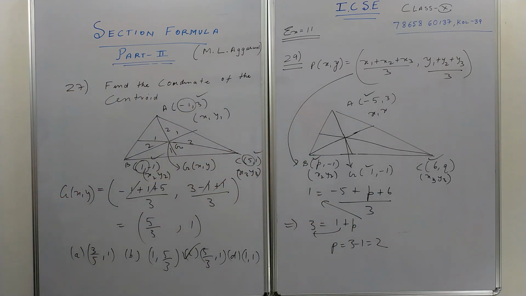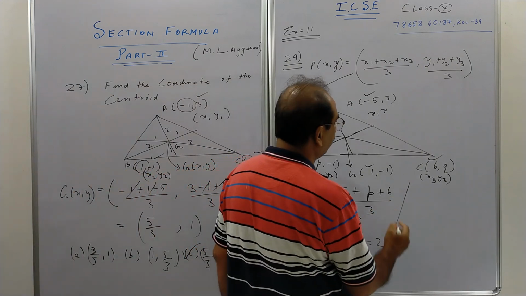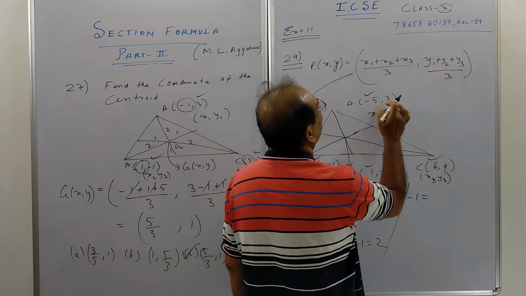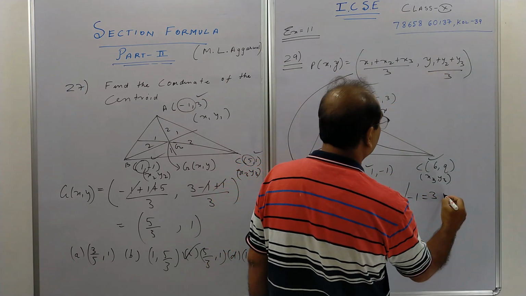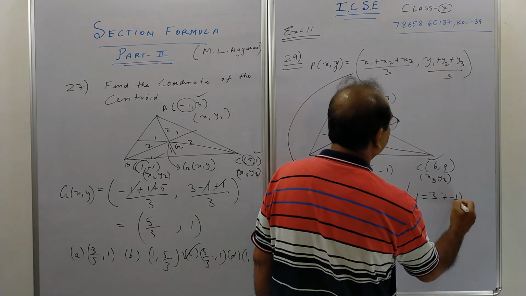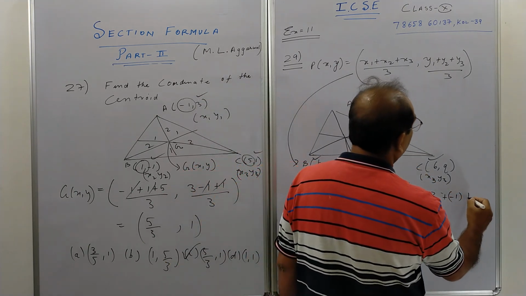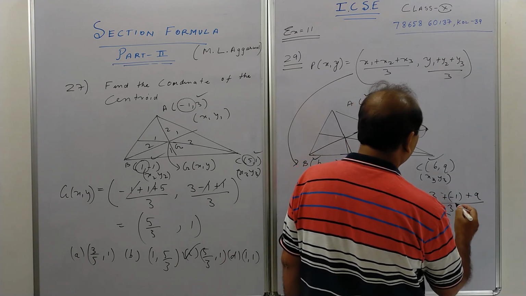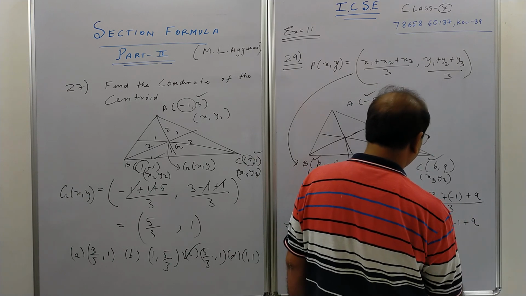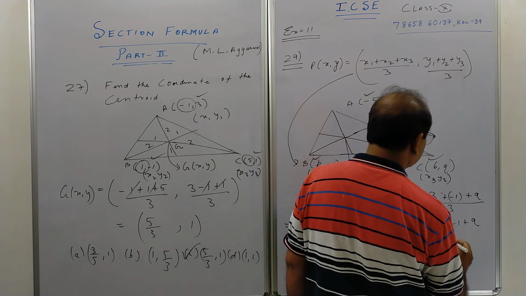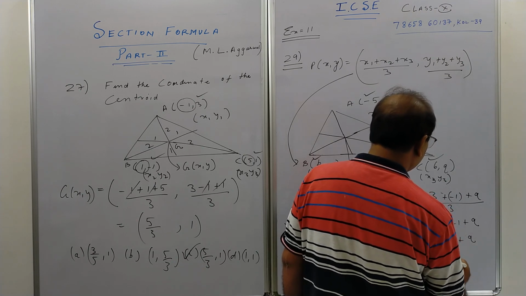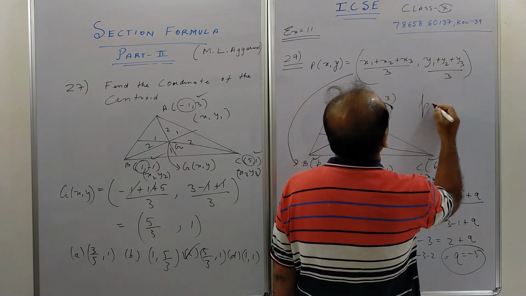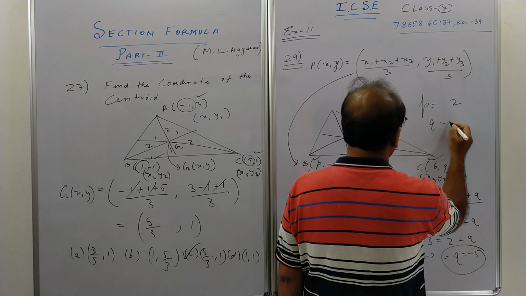In the same way we will solve for Q. So Q, how will we solve? We will take the y, minus 1, because Q is here. So y is y1 plus y2 plus y3 by 3. 3 comes here, we get minus 3 is 3 minus 1 plus Q. Minus 3 is 2 plus Q. Q is minus 3 minus 2. So Q is minus 5. So finally we get, children, P as 2 and Q as minus 5.